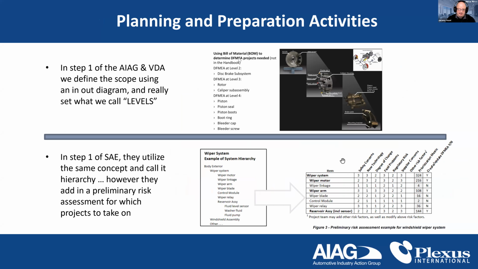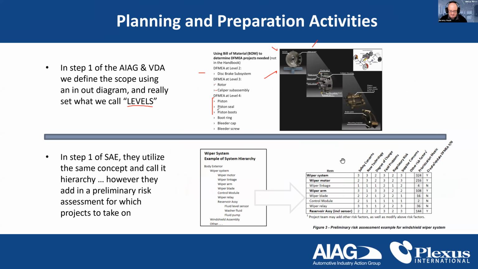All right. Now, in step 1 of the AIAG VDA, they define the scope using an in-out diagram. And we use a term called levels, right? Is a good way to look at this. There are levels to this game. And so if we have a brake caliper over here, the disc brake sub is at level 2, and then it's broken into the rotor and the caliper, which is here and here. And then we break down into the pistons, the seals, the boots, the brake pads, all of that jazz.